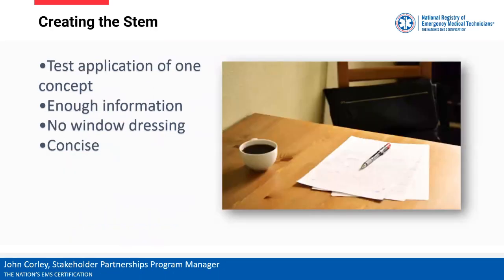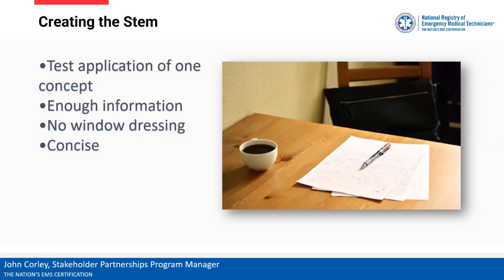When you create this stem, you want to start with a concept in mind, testing the application of one concept. When I say the application of one concept, what you're writing to is your objective. You're saying, I want my student to be able to recognize and treat asthma. That's your question. It doesn't need to be more complicated than that. And when you tie it directly to your one learning objective, that gives you a really good idea of whether or not that candidate, or that student in your case, has the information they need to be successful.